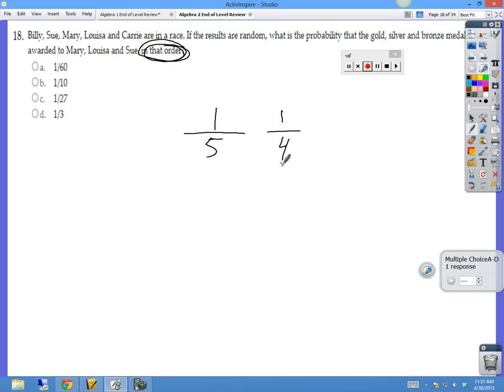So now there's only 4 runners. So now there's 4 runners, but Louise takes second. So what's the chances Sue's going to get bronze? 1 out of 3. So if you want them in that order, then you multiply the chances of the gold times the chances of the silver times the chances of the bronze. So it's going to be 1 out of 60 that will happen in that exact same order.